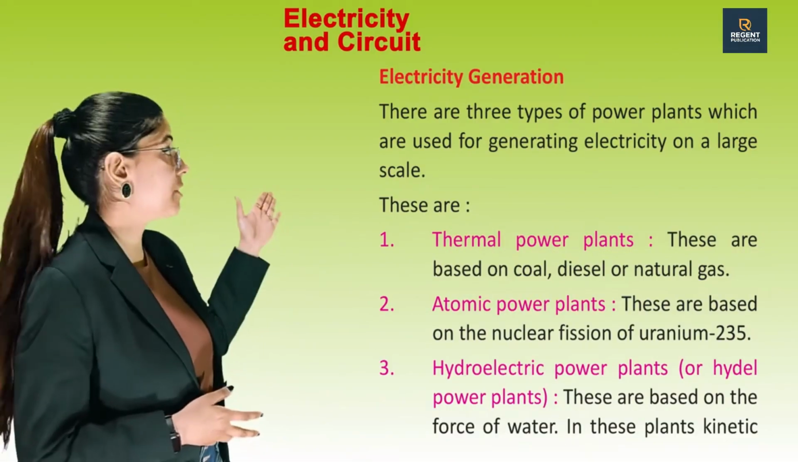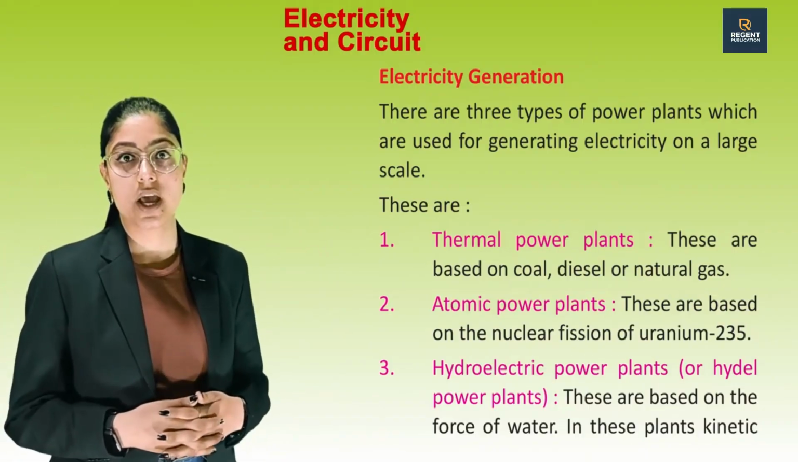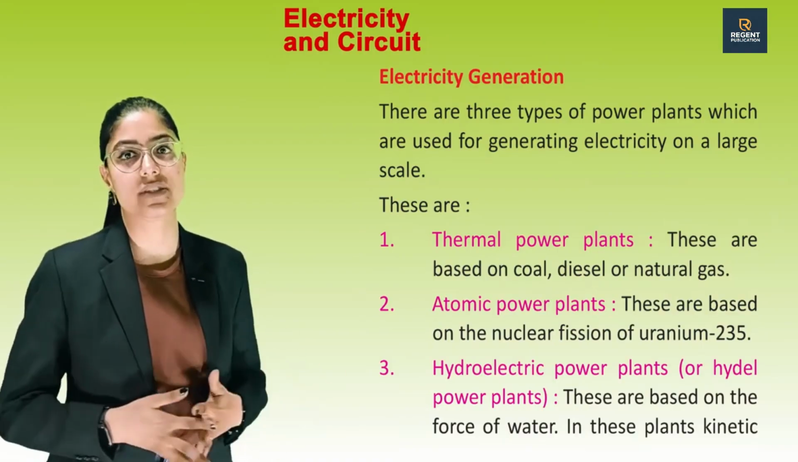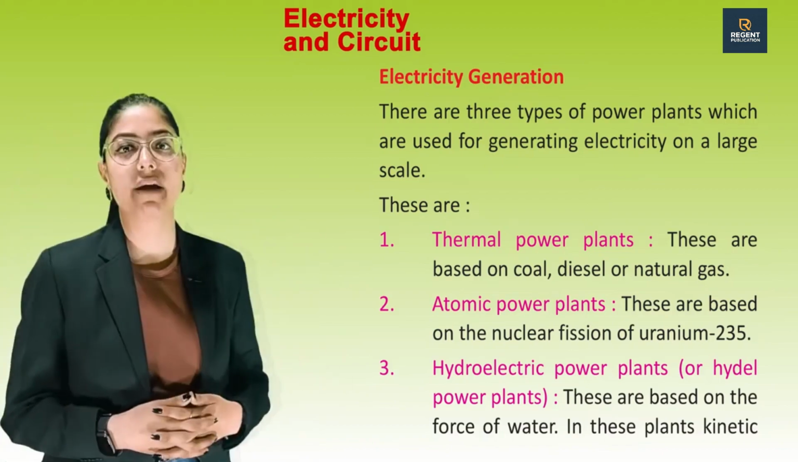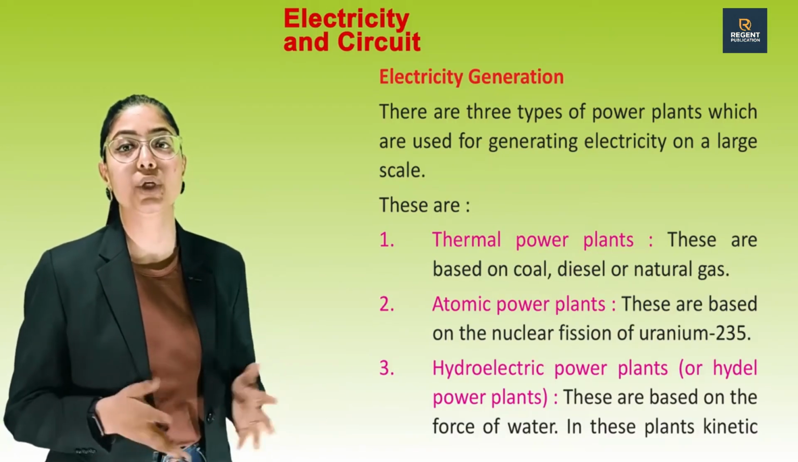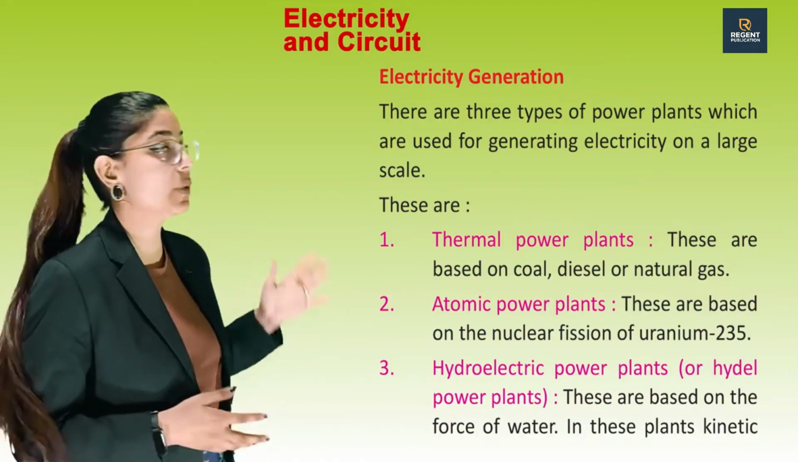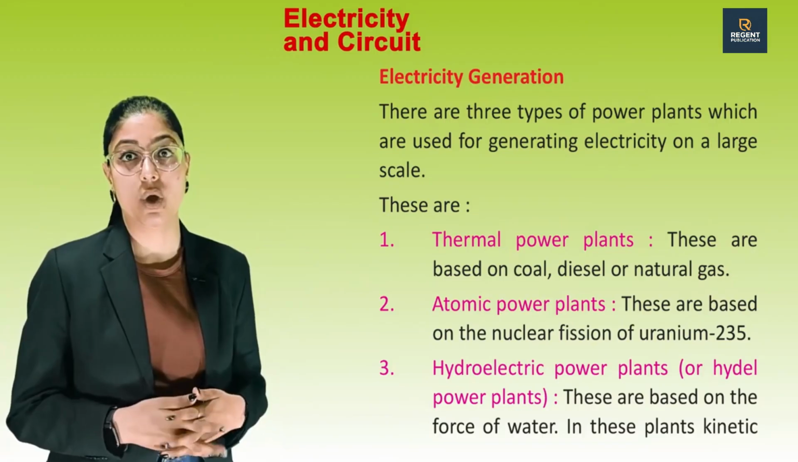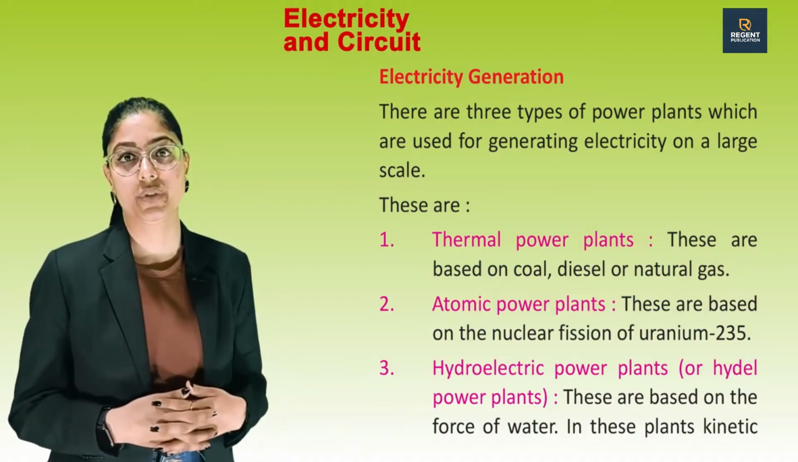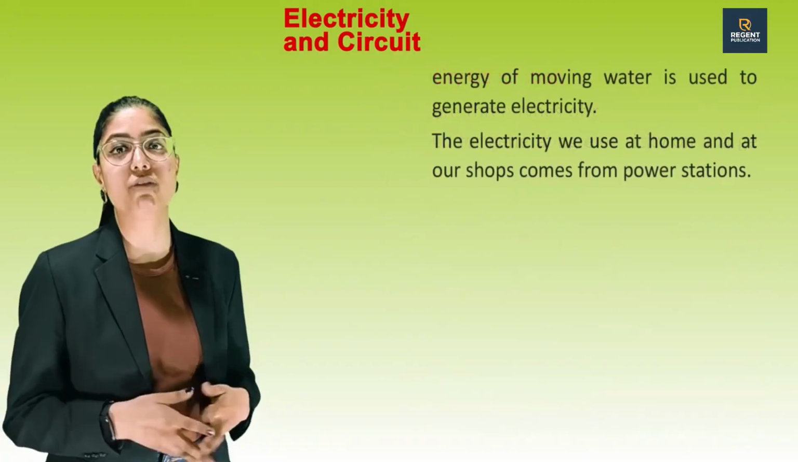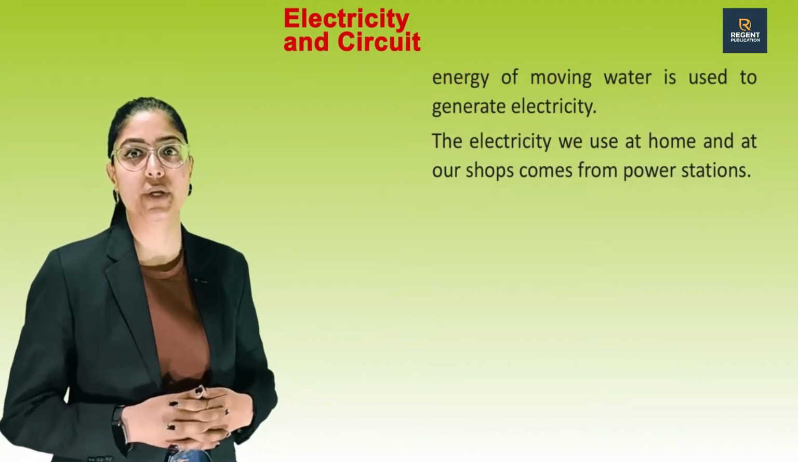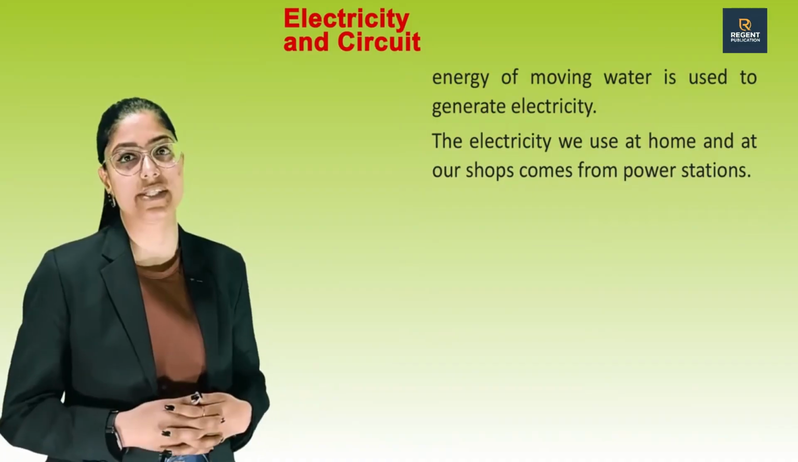Electricity generation. There are three types of power plants which are used for generating electricity on a large scale. These are: first, thermal power plants. Thermal power plants are based on coal, diesel or natural gas. Second one is atomic power plant. These are based on the nuclear fission of uranium-235. Third one is hydroelectricity power plant or hydel power plant. These are based on force of water. In these plants, kinetic energy of moving water is used to generate electricity. The electricity we use at home and at shops comes from power stations.